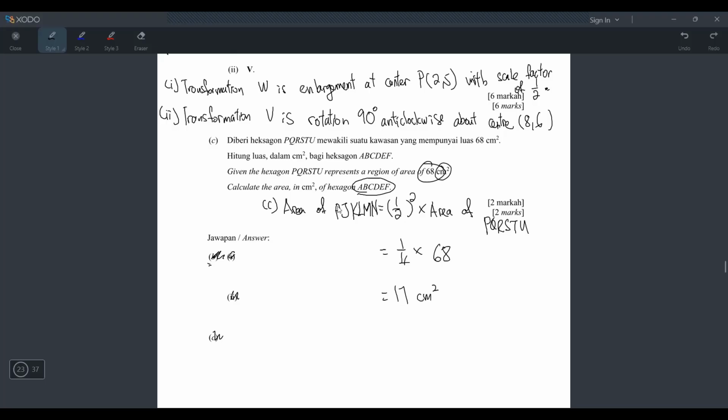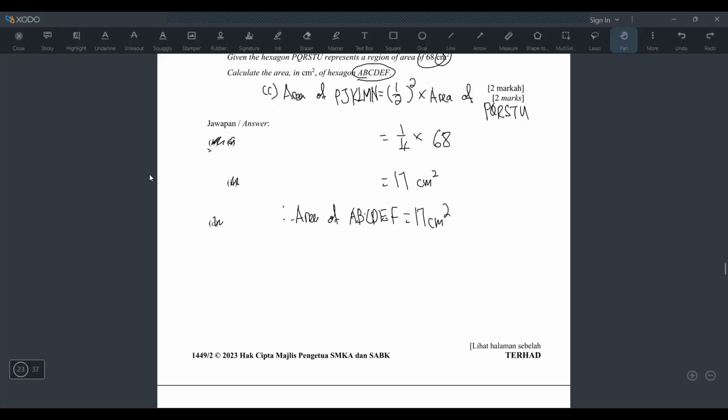But this is the PJKLMN area. They ask for ABCDEF. Okay, you can write again. Area of ABCDEF will also be 17. Why? I told you already, because they are the same size. Okay, so that's how you do it. Very simple. Just remember the formula. Or maybe you want to go straight, you just write ABCDEF here. Can also. If you write like that, then you don't have to write one more line. The same thing.